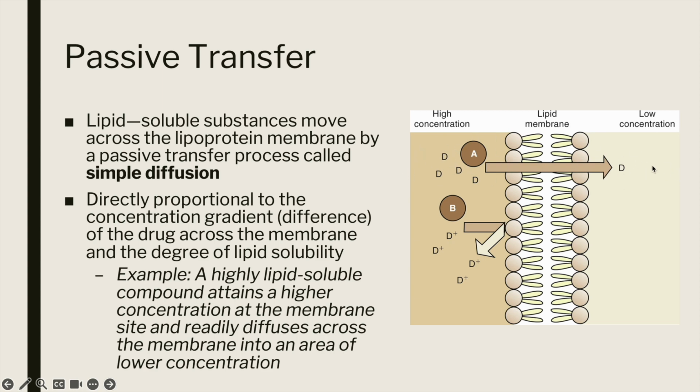It's just going to kind of passively move through to an area with lower concentration. So this is directly proportional to the concentration gradient, or again, the difference between the drug across the membrane. So we've got a higher concentration on one side, a lower concentration on the other. Simple diffusion just means it wants to go to the area of lower concentration so that it basically equals out, so that we have an equal amount over here and an equal amount over here. So a very highly lipid-soluble compound attains a higher concentration at the membrane site and readily diffuses across the membrane into an area of lower concentration. So that is passive transfer.